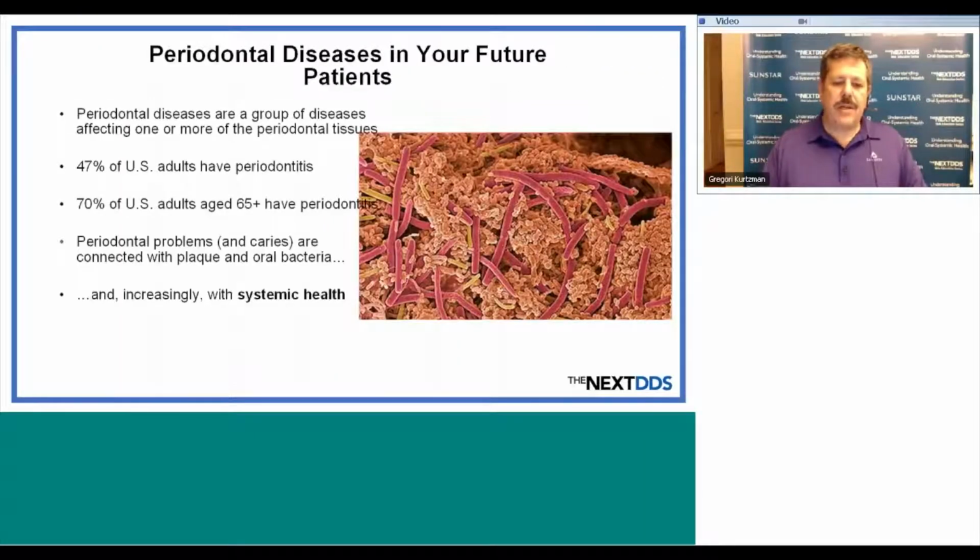So basically, periodontal disease is a group of diseases affecting one or more of the periodontal tissues. And in the United States, at least 47% of adults have some form of periodontitis. And that could be just bleeding occasionally when you brush to having bone loss and mobile teeth. So 70% of U.S. adults age 65 and older have periodontitis. So as we get older, we're seeing more of this, and of course, as we get older, we're seeing more systemic issues, more cardiac, pulmonary, diabetes, high blood pressure, all kinds of other systemic issues. And we found that the periodontal problems and caries are connected with plaque and oral bacteria, and increasingly with systemic health.